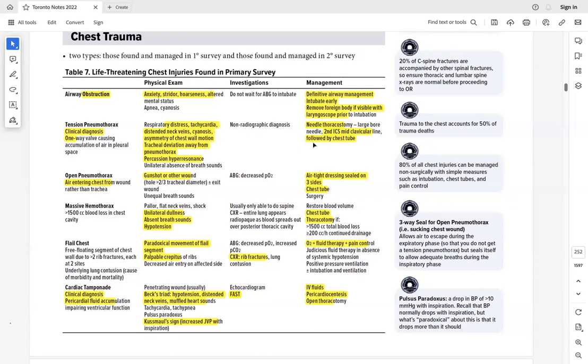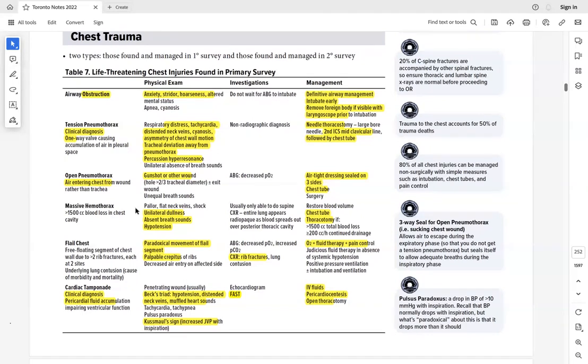What is the management? Needle thoracotomy at the second intercostal space and then chest tube placement. So these are the managements which the emergency department physician can do. Okay, remember, so we can do all this. We will do the second intercostal mid-clavicular line needle thoracotomy. We will place the chest tube.